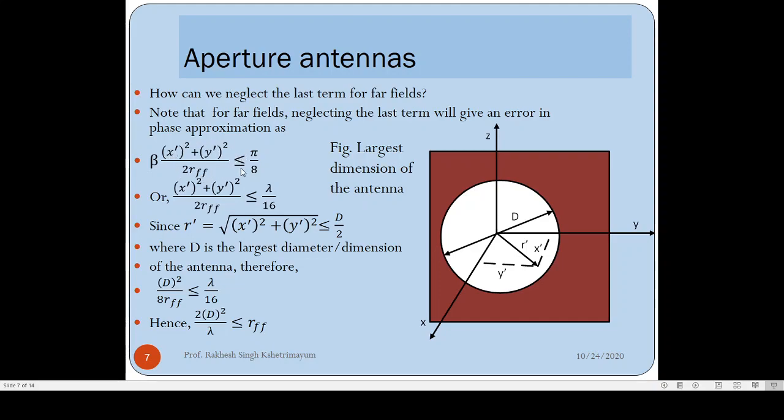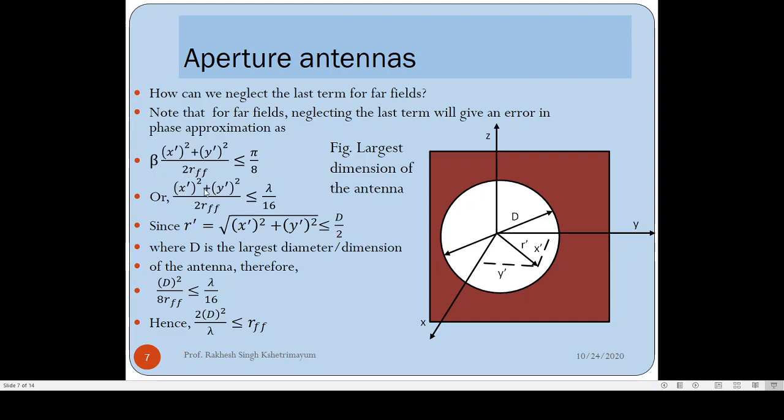So this condition must be satisfied for the far field. When I approximate the spherical wavefront as a plane wavefront, which is the wavefront for the far field, the phase error should be less than or equal to pi by 8. So beta times this term should be less than or equal to pi by 8. In that case, beta is 2 pi by lambda.